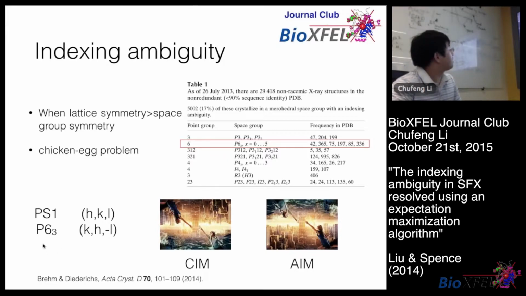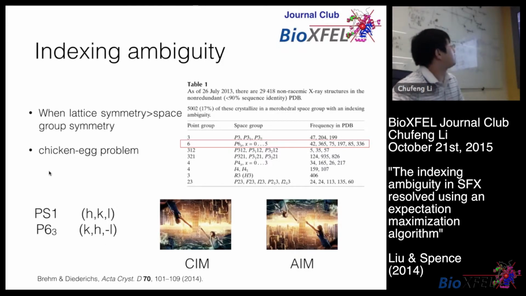For this space group, there are only two indexing possibilities, HKL and KH minus L. So one of them must be correct. We call it the consistent indexing mode, or the correct indexing mode. The other way, the twin indexing mode, is called the alternative indexing mode. And these two abbreviations will be used in the next several slides.